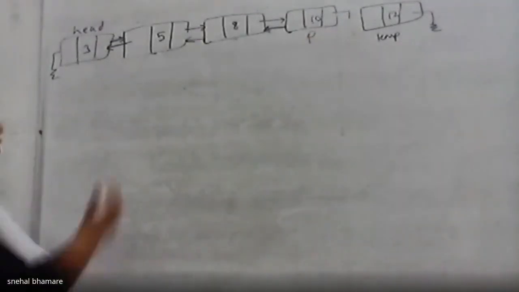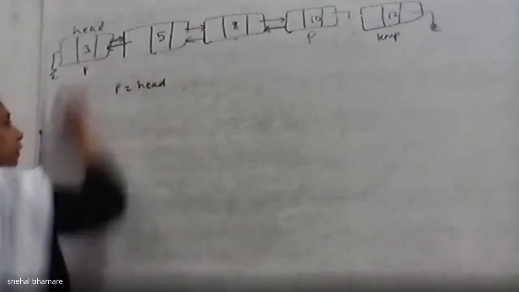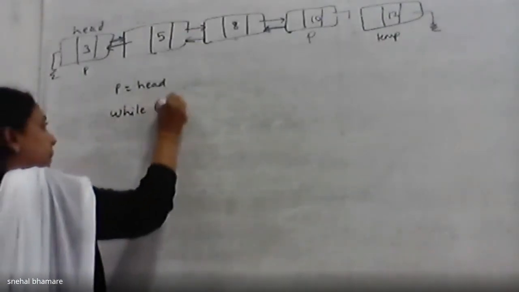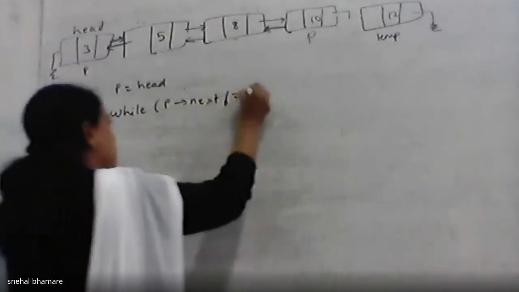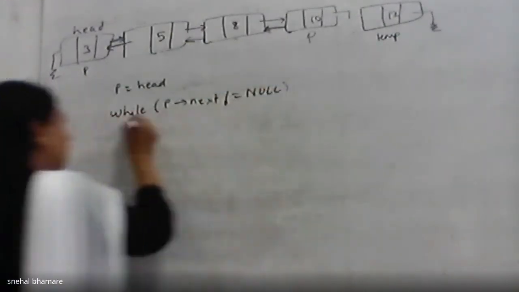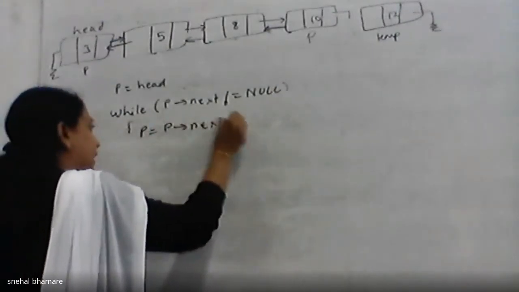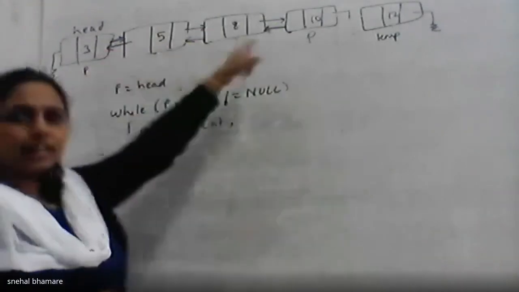Now how to bring p to the last node? So initially again p is equals to head. P will point to this. While p next not equals to null, p is equals to p next. Using this, I can traverse p from the head node to the last node, right?